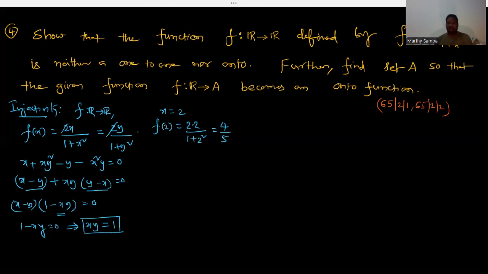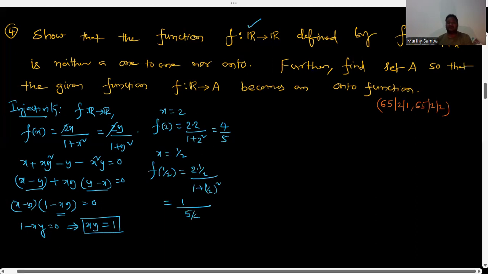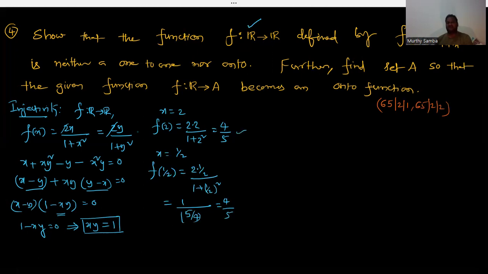Okay, hold on. Now I am taking x equal to 1 by 2. And remember, x equal to 2 and x equal to 1 by 2 are both taken from the domain because both of them are inputs. Now find out what is f of 1 by 2. f of 1 by 2 is equal to 2 into 1 by 2 divided by 1 plus (1 by 2) whole square. Careful, 2 into 1 by 2 is equal to 1, divided by 1 plus 1 by 4. What is 1 plus 1 by 4? 4 plus 1 divided by 4 is 5 by 4. What is 1 divided by 5 by 4? It is 4 by 5. Now see, it is 4 by 5, it is 4 by 5.